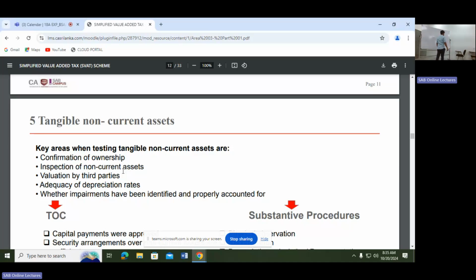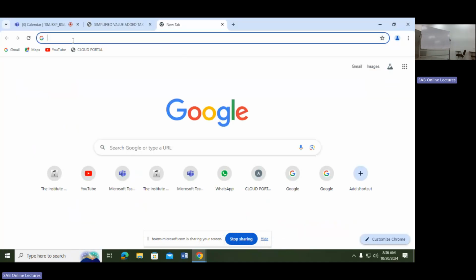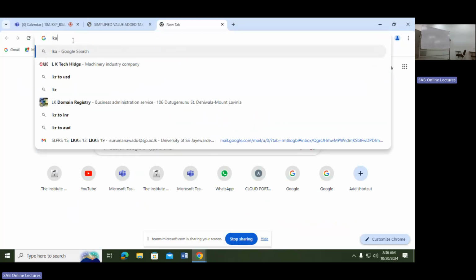PP&E, these are tangible assets. We are using them for operational purposes, for production purposes, or day-to-day operational and administration purposes of the business. Okay. And then you can go to the definition of property, plant and equipment. What is the standard again?